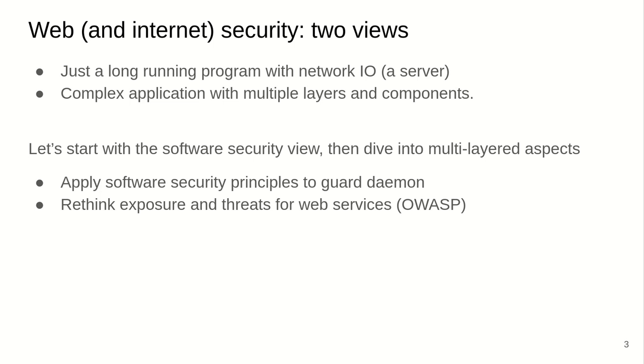And the other perspective is this differentiated web-specific attack vector. So here we're going to apply software security principles to guard daemons and then rethink exposure and threats for web services according to the OWASP definitions. They did a great job at actually defining potential issues there. But we're going to start with the software security view first, especially from a systems perspective.